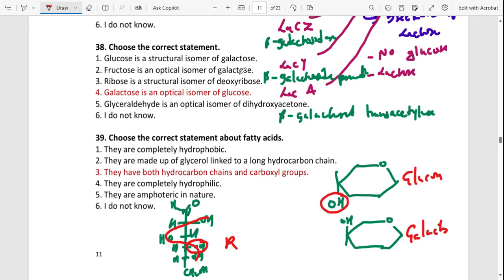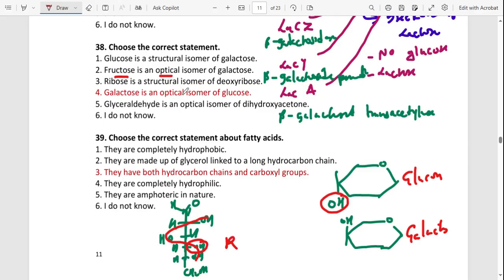Fructose is an optical isomer of galactose. It's actually an optical isomer of glucose, not galactose. Ribose is the structural isomer of deoxyribose. Now, fructose is not an optical isomer of glucose also. Sorry for that. They are structural isomers because fructose is a ketose. Glucose and galactose are aldehydes. So fructose is actually a structural isomer of galactose. They have the same molecular formula. Ribose is a structural isomer of deoxyribose? They are not structural isomers because they differ in number of atoms. Ribose has an oxygen, deoxyribose doesn't have an oxygen.